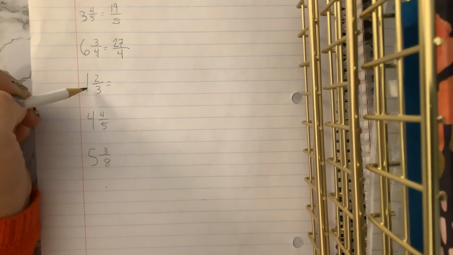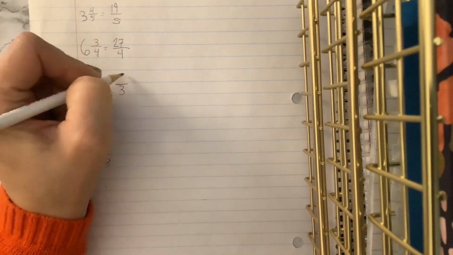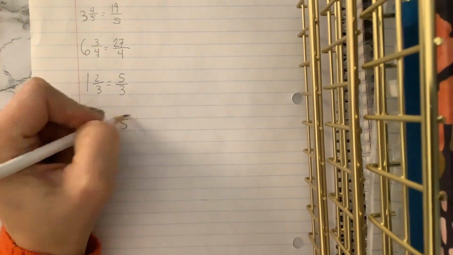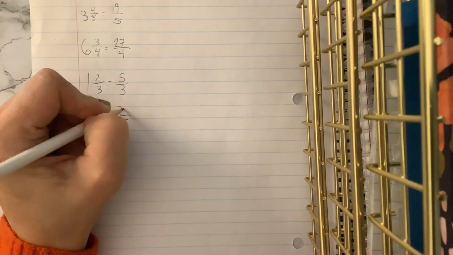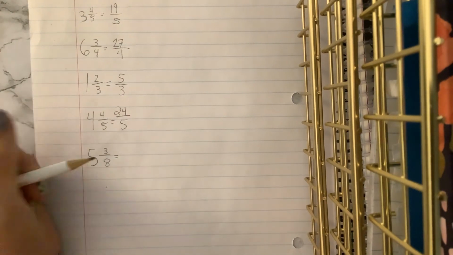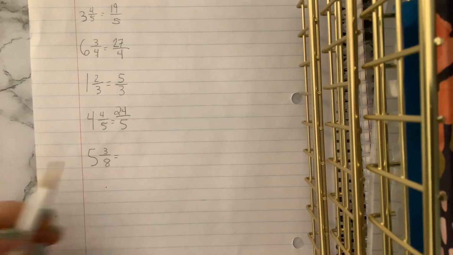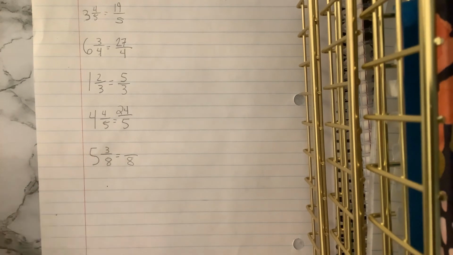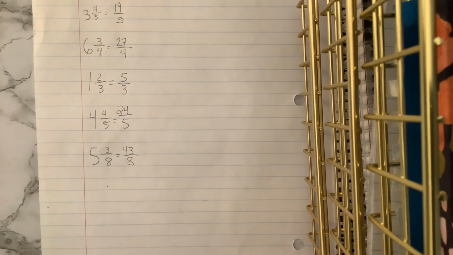So 1 and 2/3. Thirds is still our denominator. 1 times 3 is 3, plus 2 is 5, which cannot be simplified. Next, 5 is our denominator. 4 times 5 is 20, plus 4 is 24, which also cannot be simplified. I promise you that sometimes you do have to simplify. It just is happening that we don't have to today. 8 is still our denominator. 5 times 8 is 40, plus 3 is 43. So hopefully you got these 3 as your improper fractions.